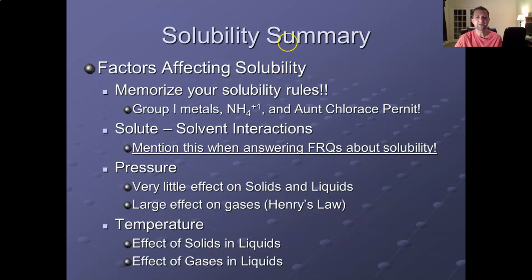Okay, so that was a quick 10-minute lesson on factors affecting solubility. So here's our general summary. You want to memorize your solubility rules from the previous lesson. So group 1 metals, NH4+1, and some of our polyatomic ions are always soluble. You want to make sure you could quickly identify those.